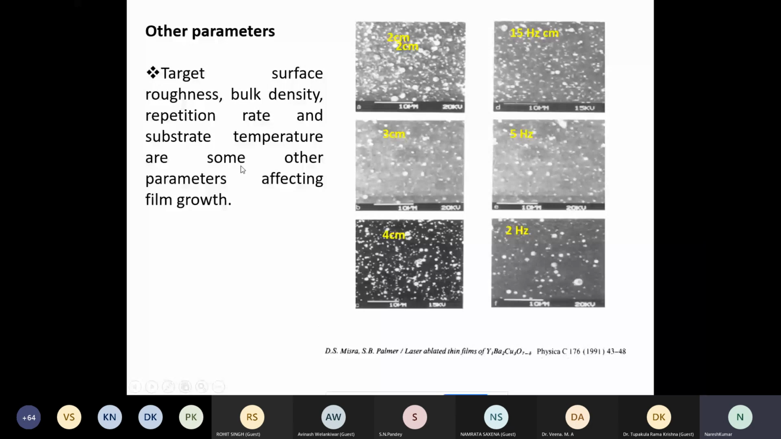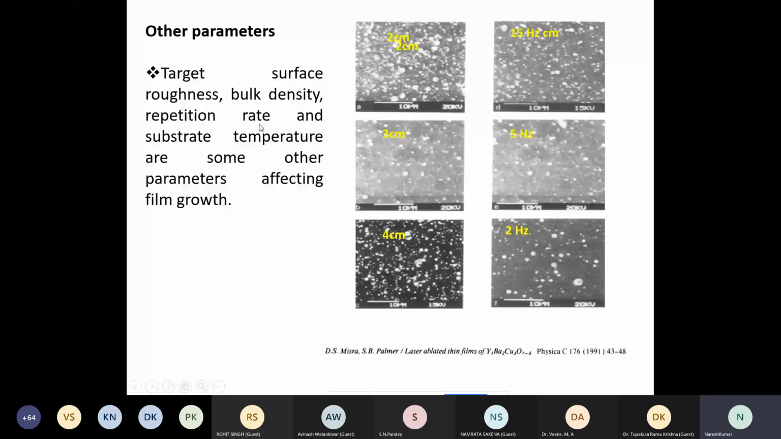For example, target surface roughness. If my target surface is not smooth, then the surface quality of the film may not be good. Bulk density, if my target is not dense enough, then again the quality of the film may not be good. Repetition rate of the laser beam, how many pulses per second are coming to the target, that will also decide the quality of the film.